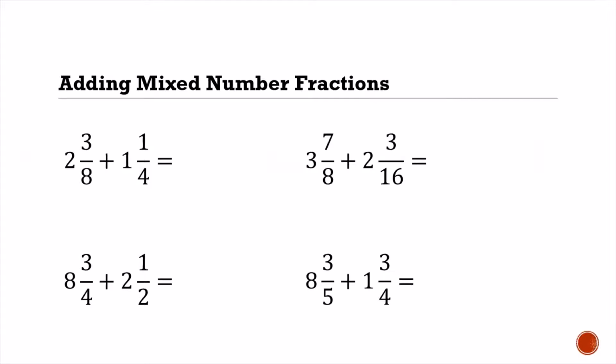If you are somebody that is going to take these and turn them completely into improper fractions, you are doing too much work. So I want you to follow along with how I'm doing it. I'm going to give you the shortest path to get to the right answer. So we have 2 3/8 plus 1 1/4.